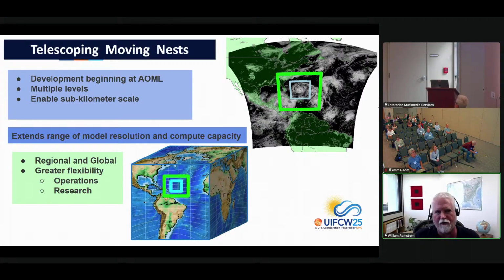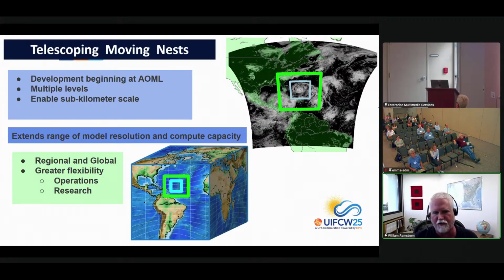And the main goal of this is so that we'll be able to reach kilometer or sub-kilometer scale for the storm itself. I think another benefit of this is it'll really extend the range of what options of model resolution and compute capacity someone could work with. So, in operations, we will be aiming for the 1 kilometer resolution.